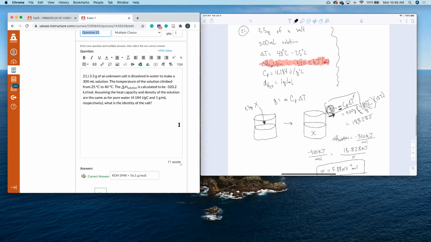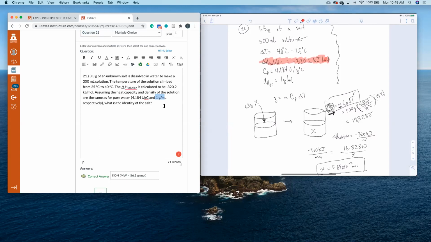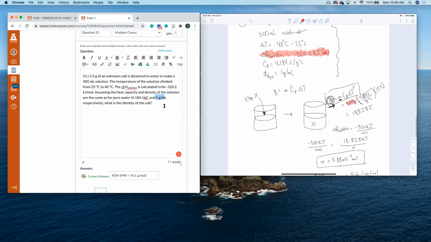So the mass of the solution comes from the bottom of the question over here, where they're saying, assume that the density of the solution is the same as pure water. So we know it's 1 gram per milliliter. So if I've got 300 milliliters, I have 300 grams. That's how we know to put in 300 grams there. And that gives us this number.